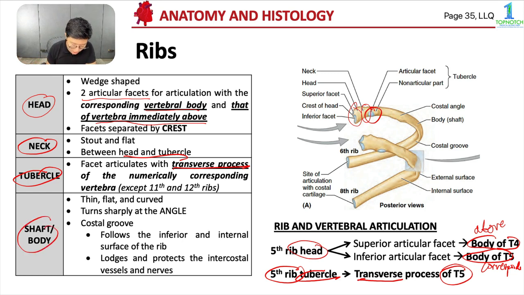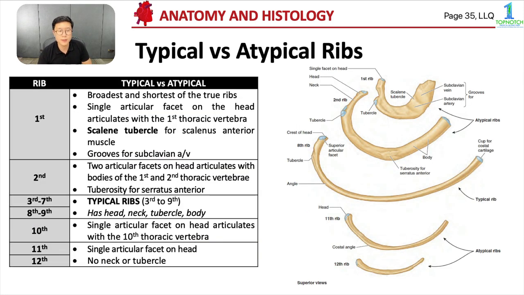And then you have the shaft or body. It has a costal groove which follows the inferior and internal surface of the rib, and it is where you can find your intercostal vessels and nerves. So ribs can also be classified into typical or atypical. So your 3rd to 9th ribs are your typical ribs because they have heads, necks, tubercles, and bodies. Yun na-discuss natin kanina.